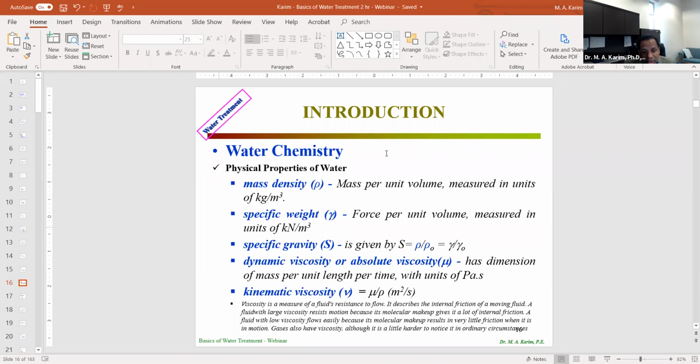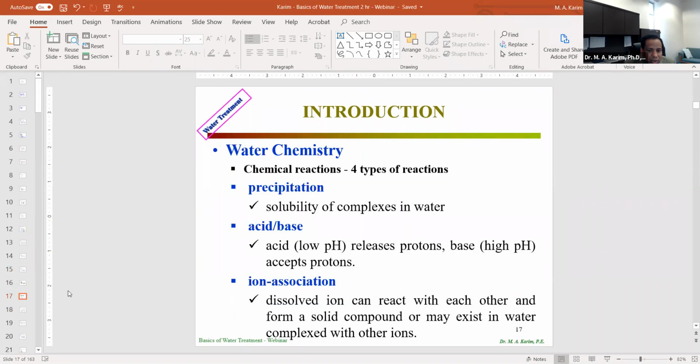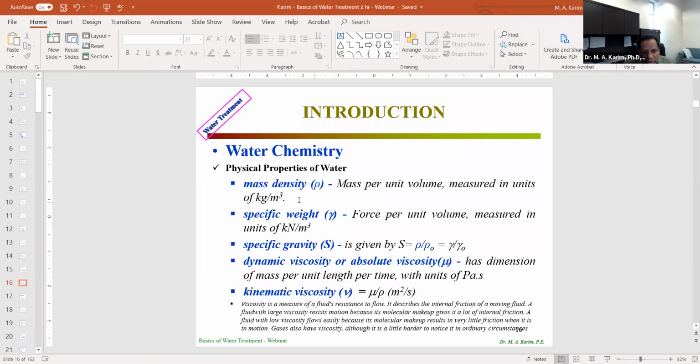Here are some of the definitions that I mentioned. So these are just the definitions. Over there, I just mentioned what are called physical properties. Here I'm defining those.